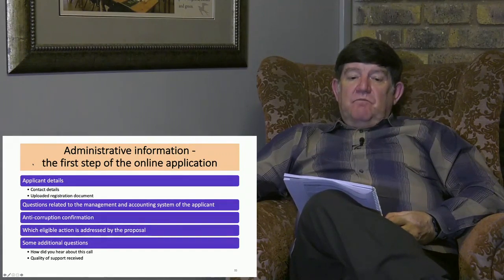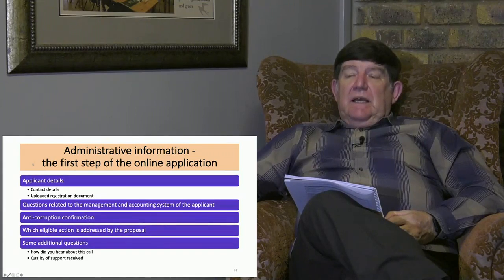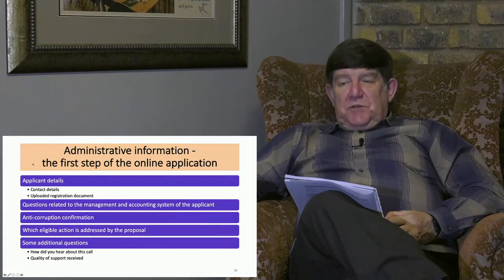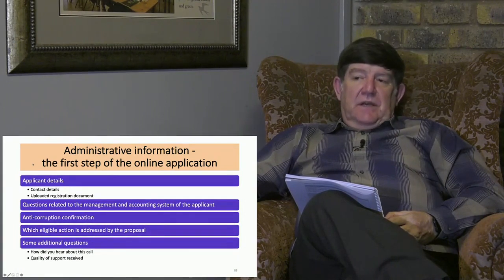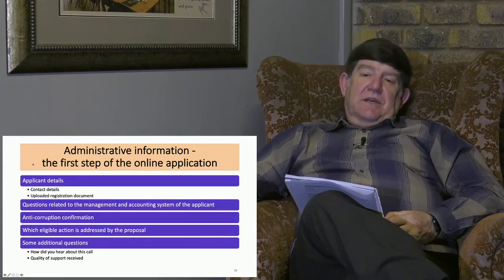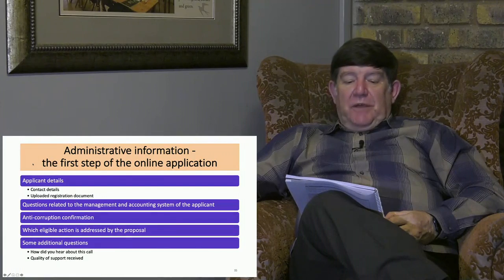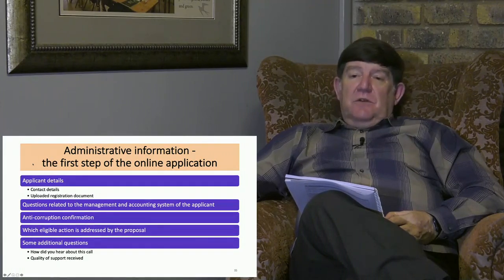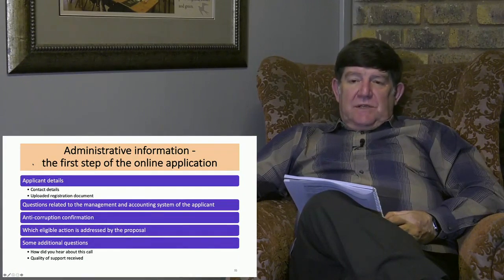Then, which eligible action is addressed by the proposal? You need to make a choice between the three options that was discussed at the start of the video. It's a network enhancing and strengthening model, or it's a community-based action, or it's a new innovative German-African exchange program. You need to make a choice between that. If you're a non-registered group, we'll need the details of the registered parent organization as well as the non-registered group.